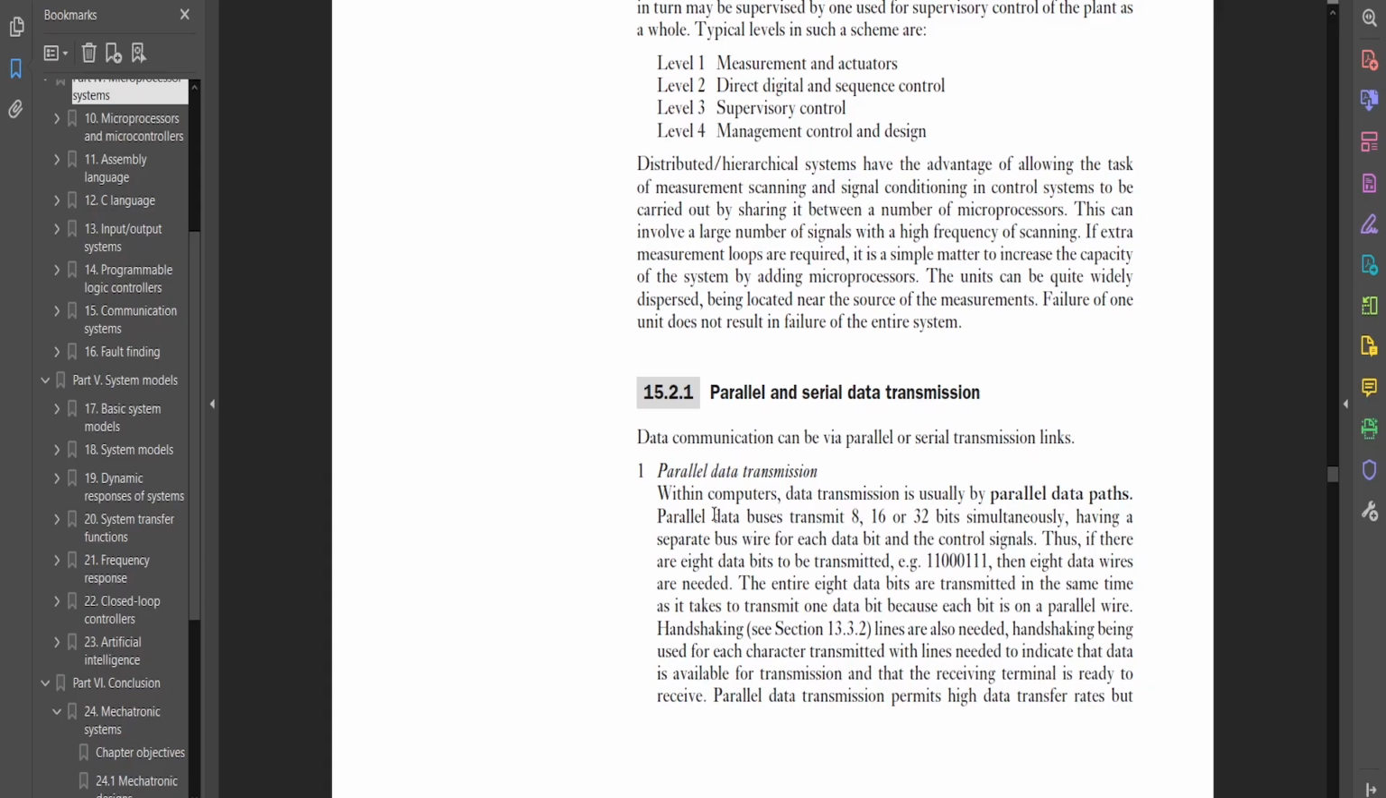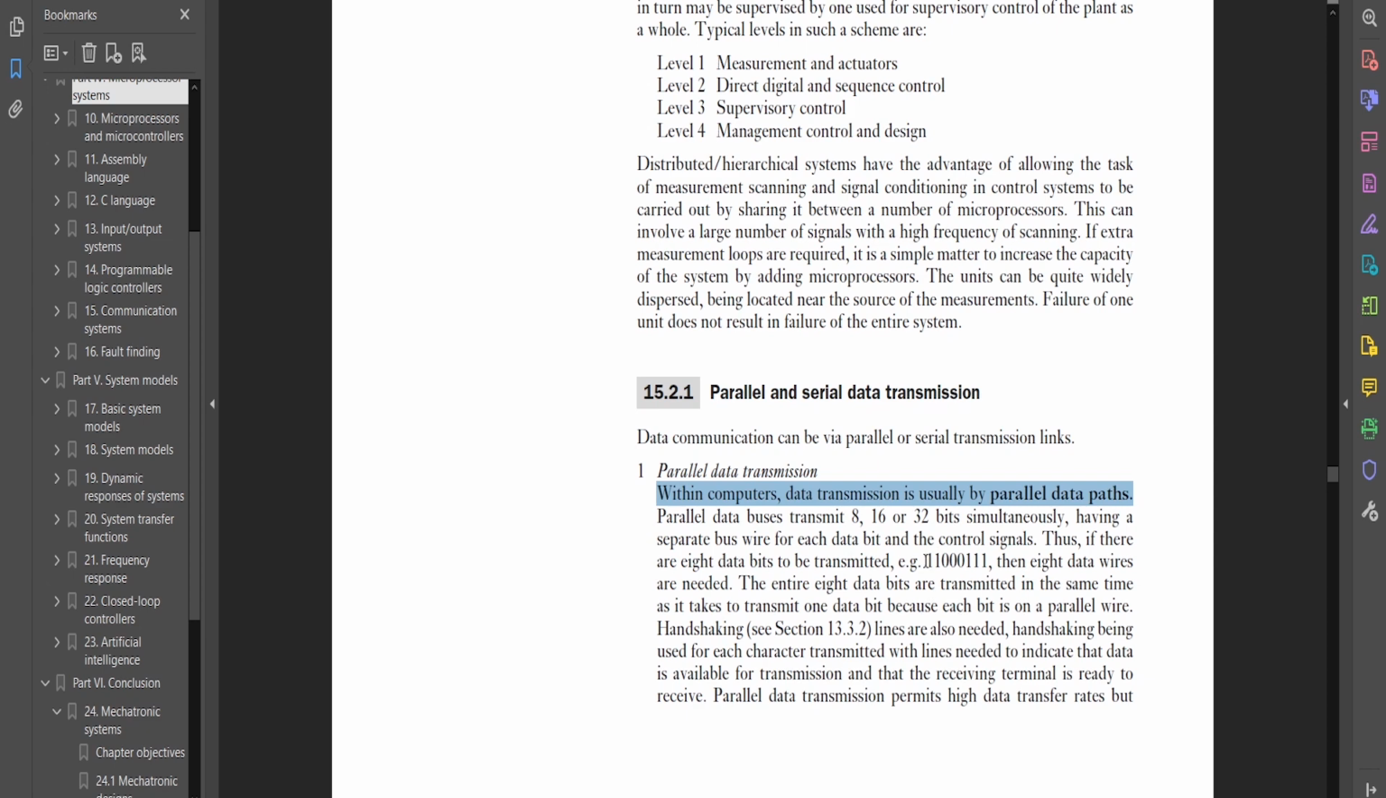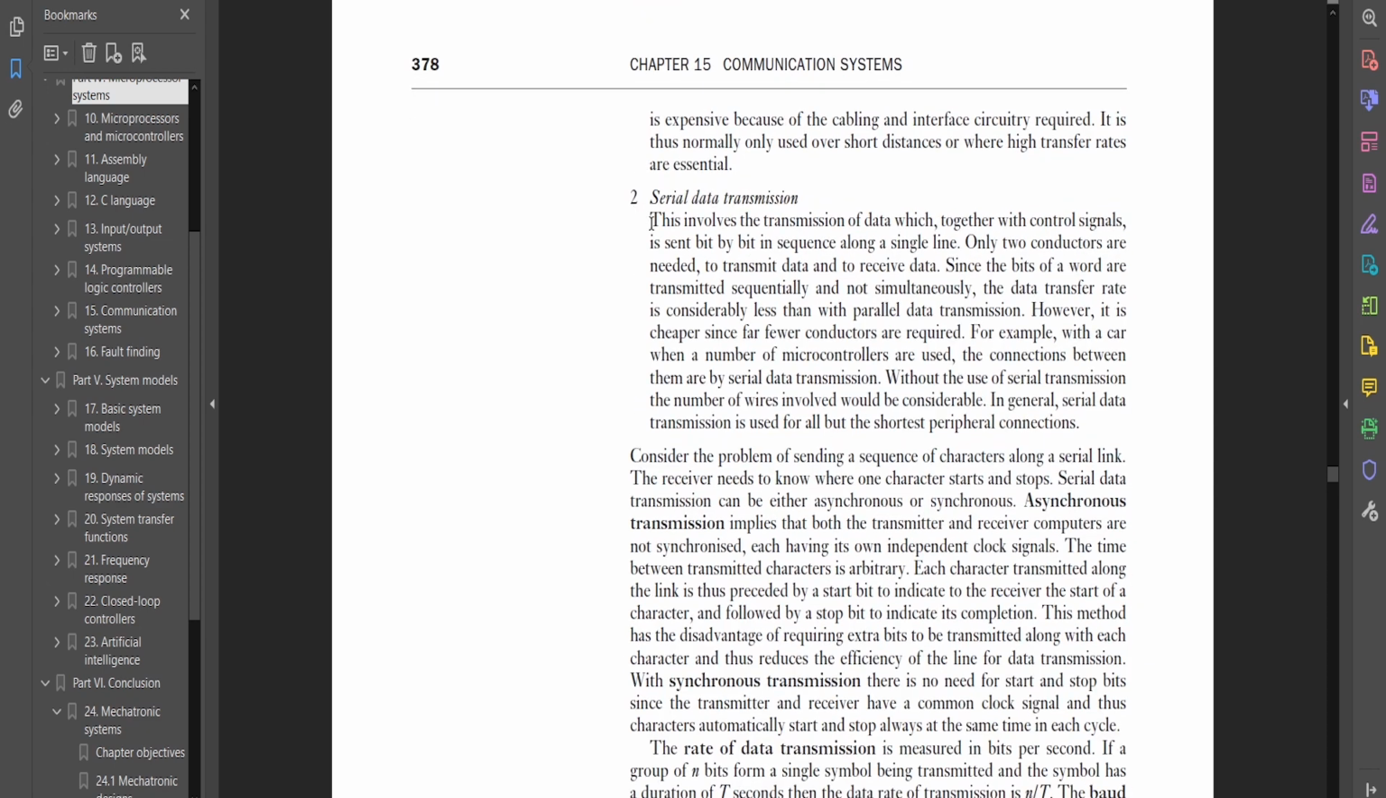Okay. The parallel data transmission. Within computers, data transmission is usually by parallel data paths. Okay, within computers, right. Parallel data buses transmit 8, 16, and 32 bits simultaneously. I don't want to get into too much. Although I've already studied this and I understand the 8, 16, and 32-bit points, I don't want my notes to be filled with specifics. I just want generalized five-year-old examples, like I said about the buses. That's what I want for every concept.